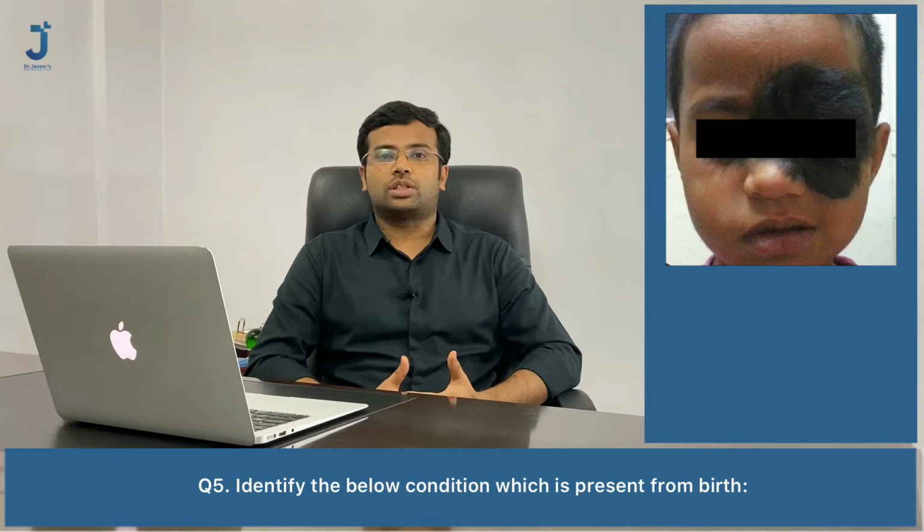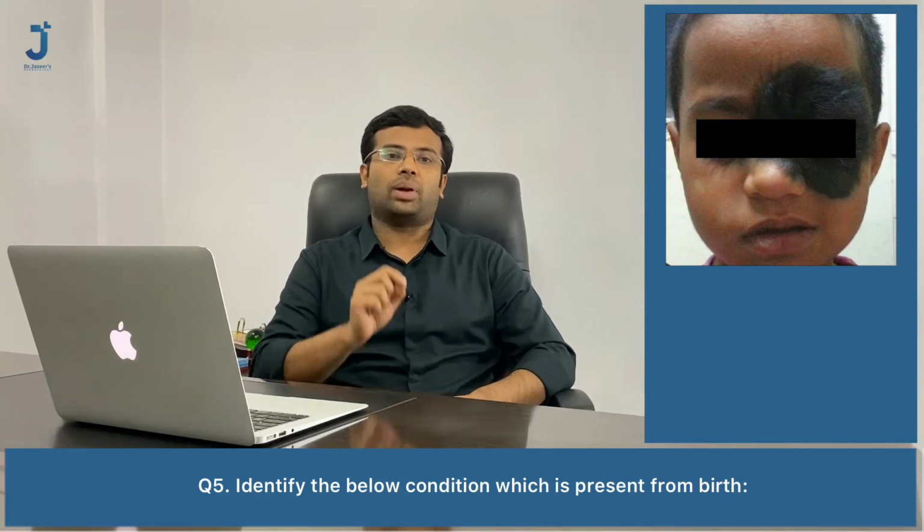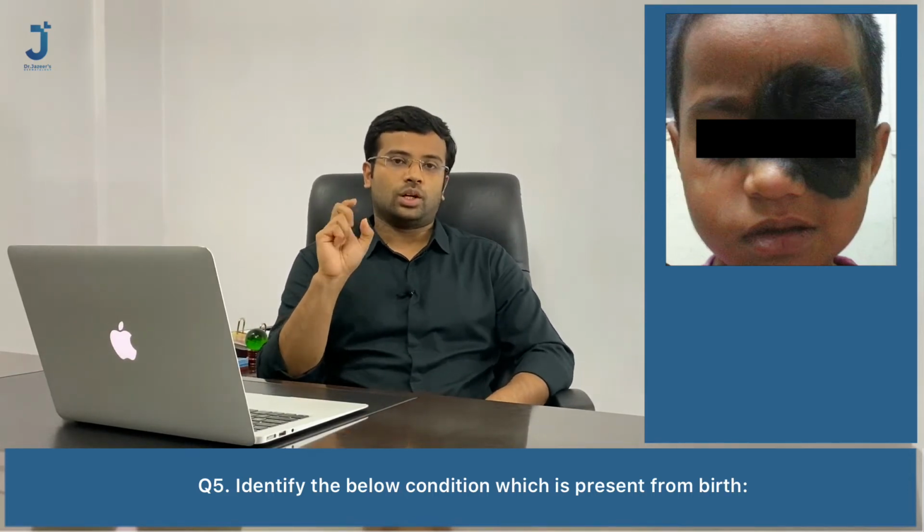So identify the condition which is given in the image which is present from birth. An image like this is given. So what do you find in this image? You can see that there is a blackish mole, isn't it? This black colored mole is pretty big in size and has some hair follicles present over it. So this is a typical presentation.